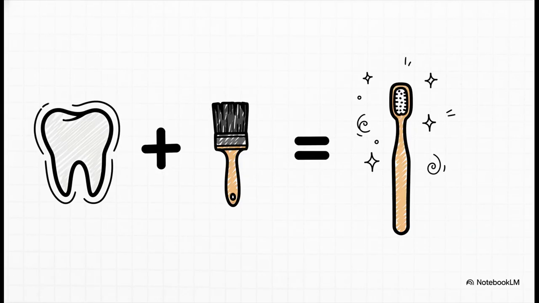And there you have it. The modifier plus the base word equals a brand new compound word with a super specific meaning. So tooth plus brush equals toothbrush. It's simple, it's logical, and honestly, it's an incredibly powerful tool for you to have.